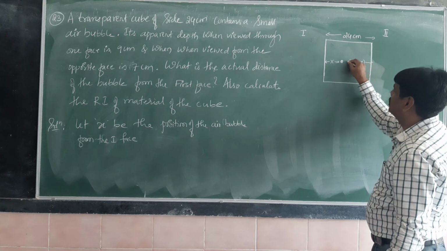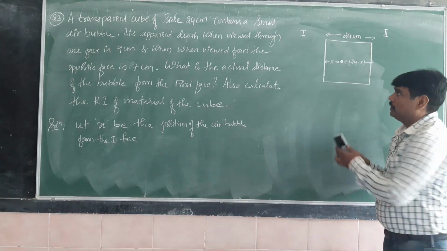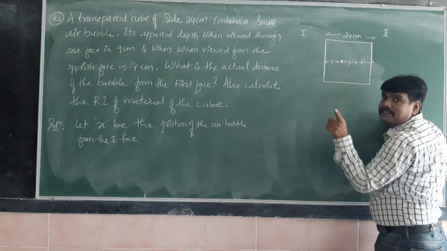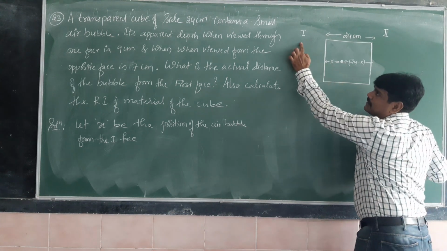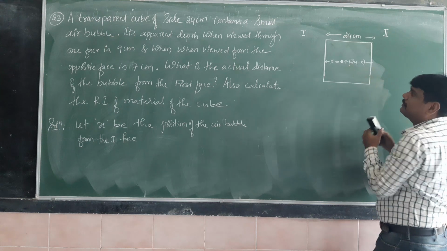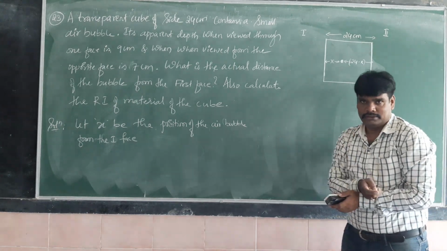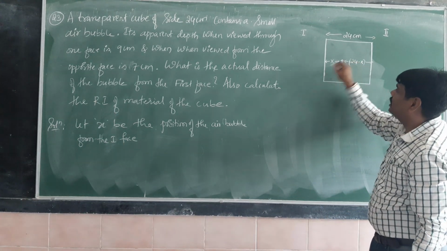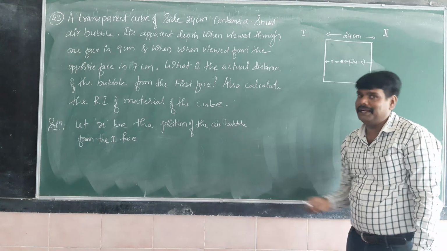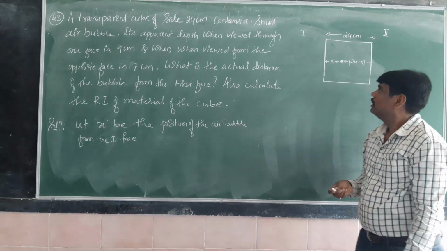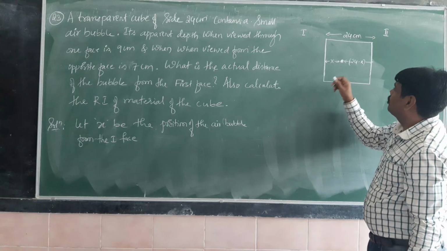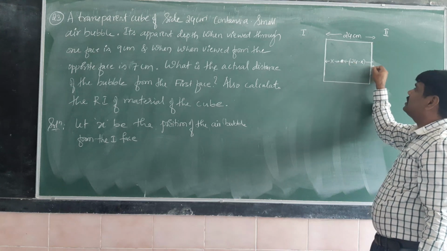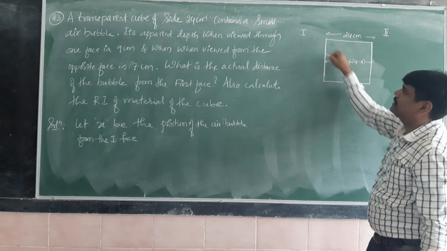So that thing you have to write carefully. You are observing the air bubble from the first phase. Let us consider this actual position is x from the first surface. Then what about the actual position from the second surface? This actual position is called real depth. Whatever the position of the image is observed by the observer of the air bubble, it is called apparent depth. That you know in normal refraction, normal shift depth. So here x is the real depth. Here 24 minus x is the real depth from the second surface. This is from the first surface.